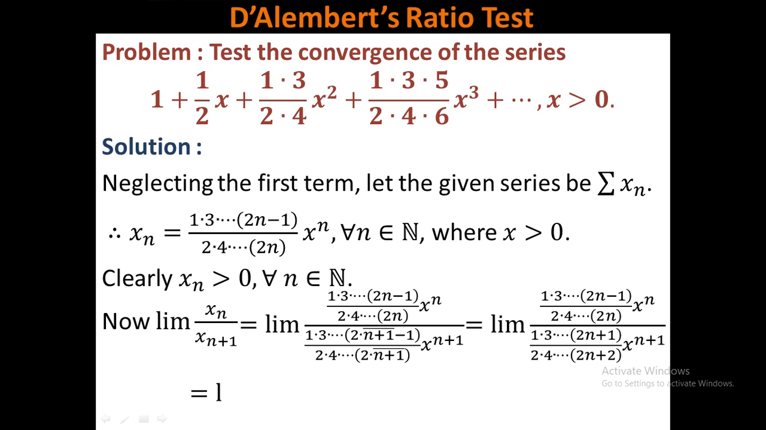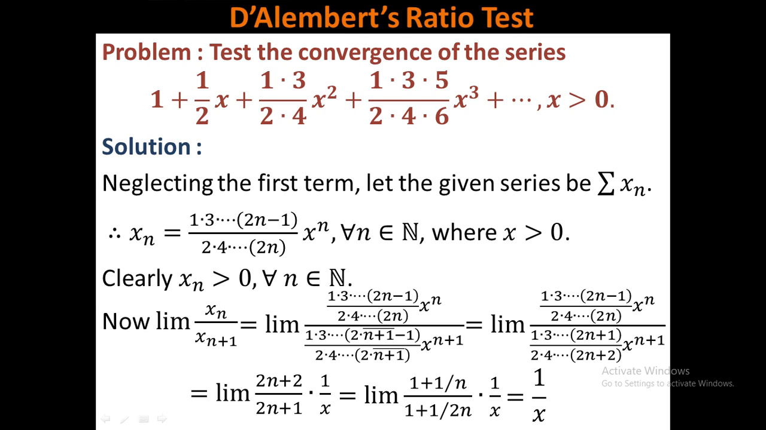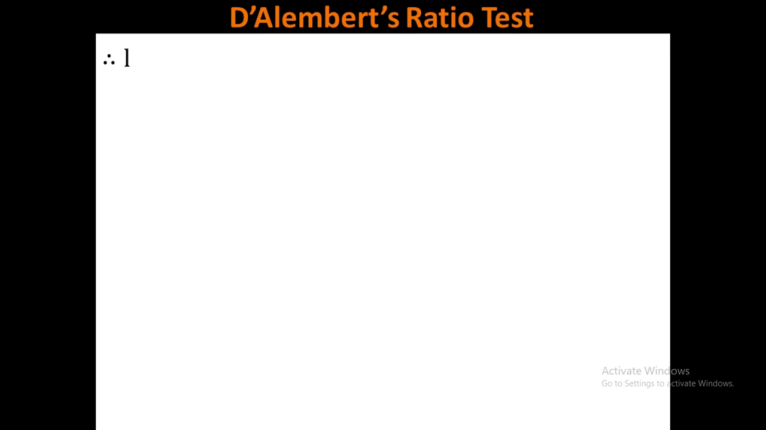As a result this is the limit of 2n plus 2 by 2n plus 1 into xn upon xn plus 1, x to the power n plus 1 means 1 by x. If you divide this by 2n, this will be 1 plus 1 by n and denominator 1 plus 1 by 2n, times 1 by x. As a result this is 1 by x. Okay, just calculate yourself, take your pen and exercise book, please calculate yourself. So here I get the limit of xn upon xn plus 1 is equal to 1 by x.